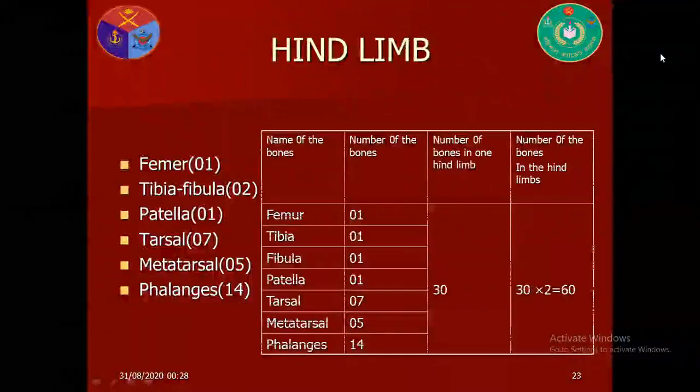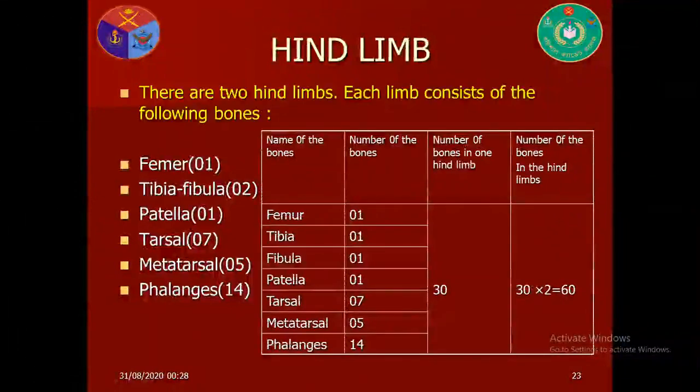Hind limb. There are 2 hind limbs. Each limb consists of the following bones: femur, tibia, fibula, patella, tarsal, metatarsal, and phalanges. The number of femur bone is 1, tibiafibula 2, patella 1, tarsal 7, metatarsal 5, and phalanges 14. So each limb consists of a total of 30 bones. But we have 2 hind limbs, so the total bones of the hind limbs is 60.